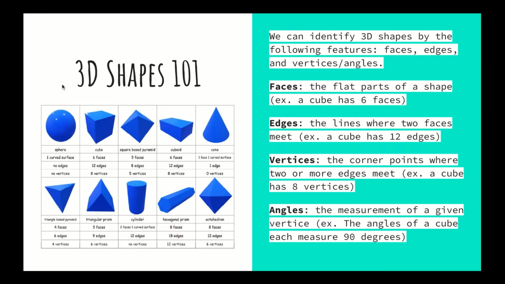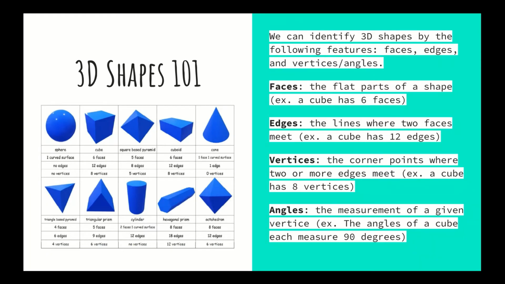So it has 6 flat sides. Edges refer to the lines where 2 faces meet. All right, so this would be an example of an edge right there, as well as this, this, this, this, and so on to the other parts that you can't really see by virtue of this diagram. So a cube itself has 12 edges.